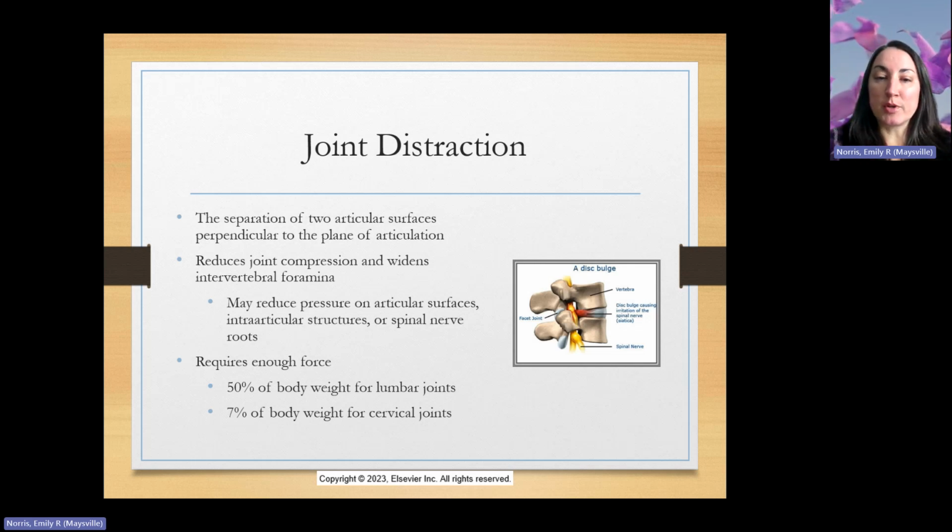It reduces the joint compression, widens the intervertebral foramen, and can reduce pressure on articular surfaces, intra-articular surfaces, and the spinal nerve roots. It would require enough force to open up the area. So 50% of your body weight for the lumbar joints or 7% of the body weight for the cervical joints.